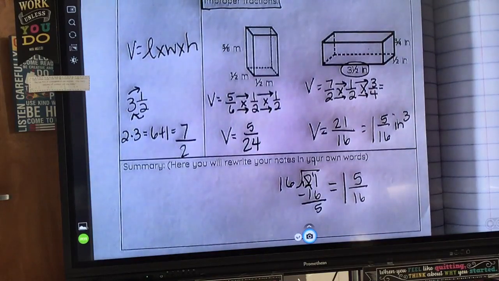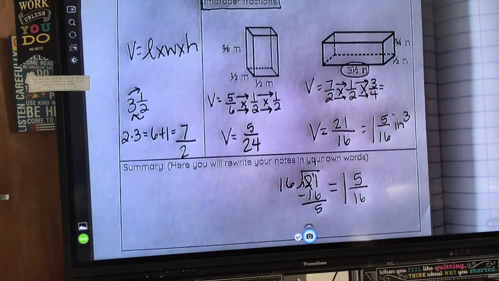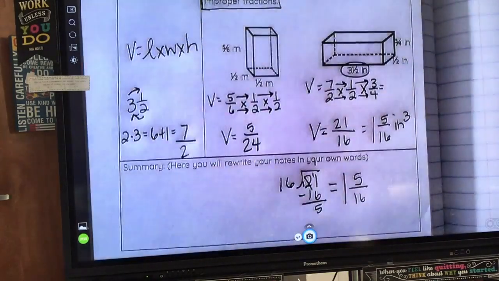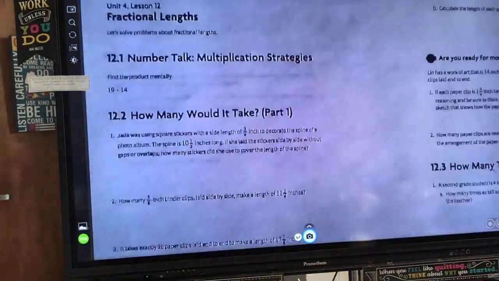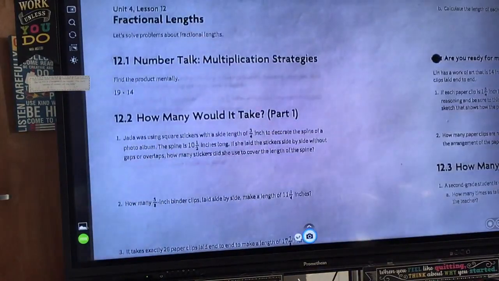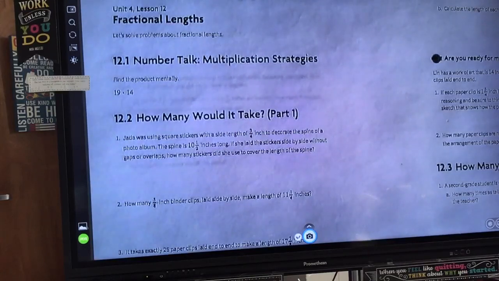All right, so go ahead, put this to the side. Don't glue it in though. Get out the next sheet of paper that I gave you. So you're looking at your unit lesson. So it says number talk, multiplication strategies. All right, you are finding 19 times 14 mentally.